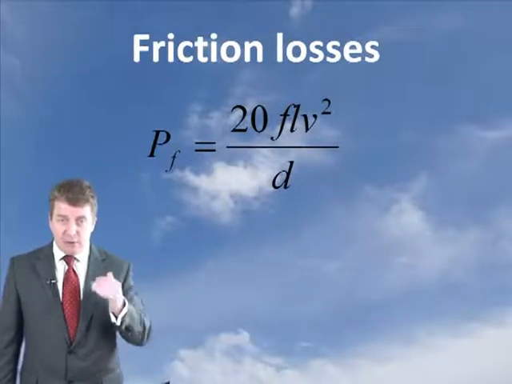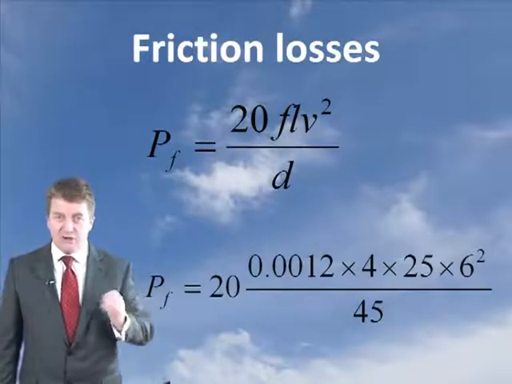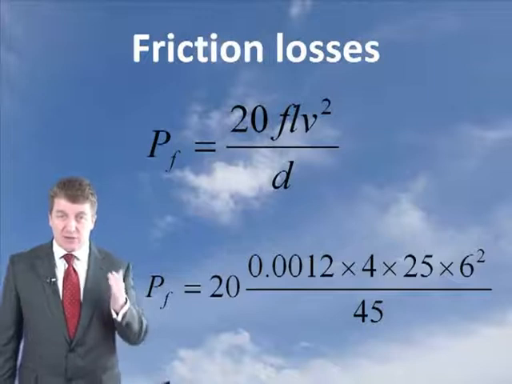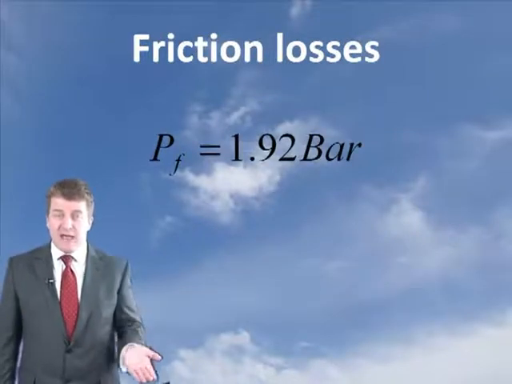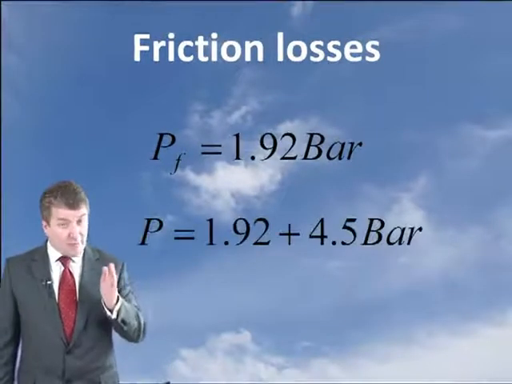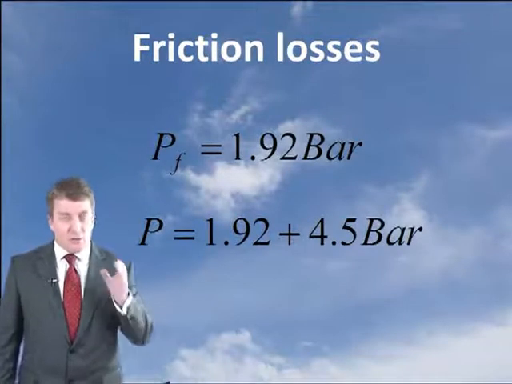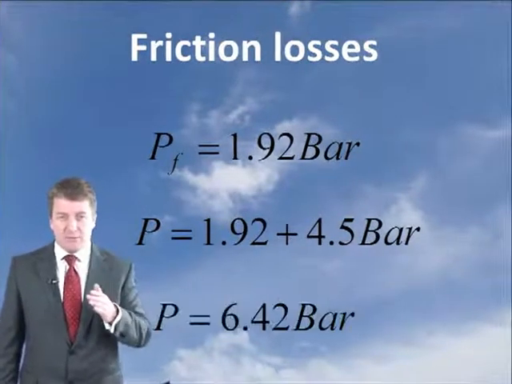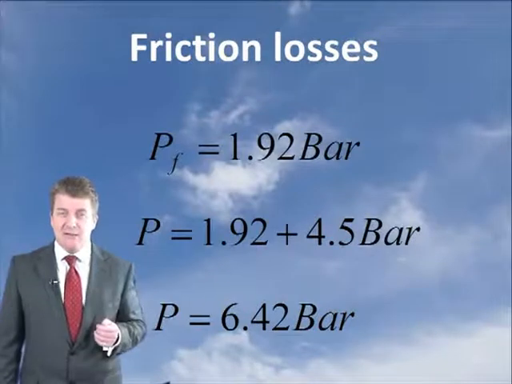All we do is put in the parameters, as you can see here, all these are known, and it multiplies out to 1.92 bar. So if we add 1.92 bar to our 4.5 bar that we need at the nozzle, we've got to provide 6.42 bar at the pump to achieve that.